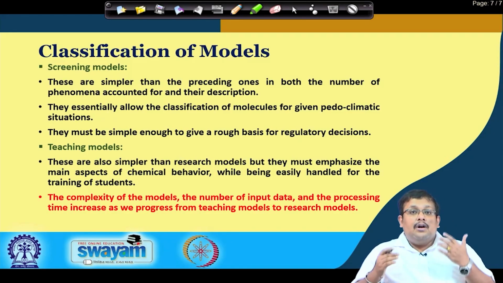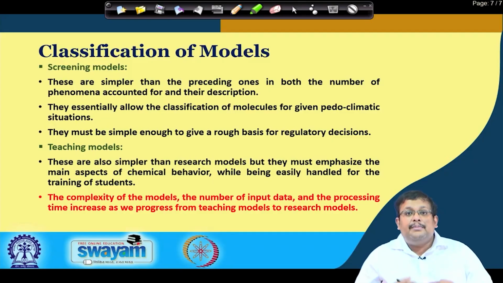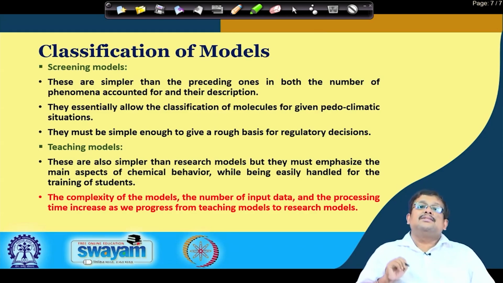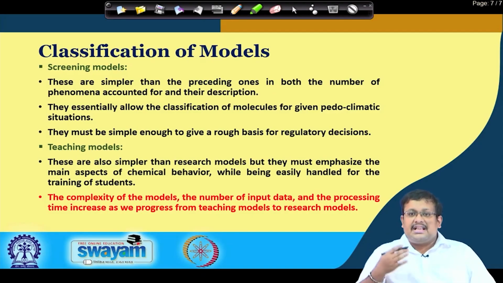These are also simpler than the research model, but they must emphasize the main aspects of chemical behavior while being easily handled for the training of the students. So, these teaching models are basically focused on teaching the students, and they emphasize the chemical behavior. This is how we classify four different types of models.